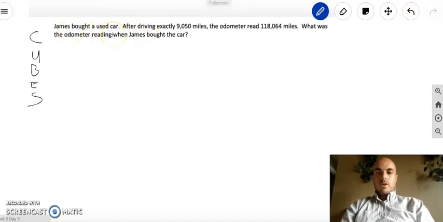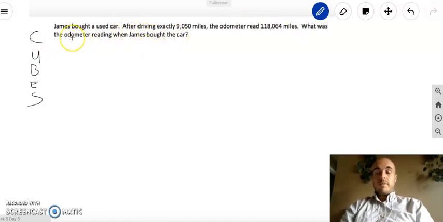James bought a used car. After driving exactly 9,050 miles, the odometer, so that's what in your car reads how many miles you've gone as a total vehicle, reads 118,064 miles. What was the odometer reading when James bought the car?